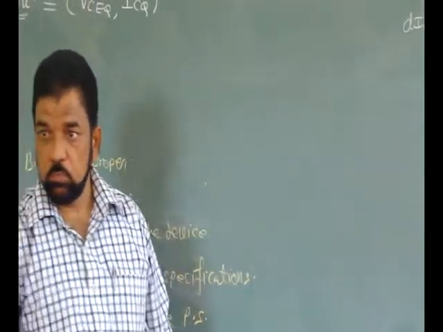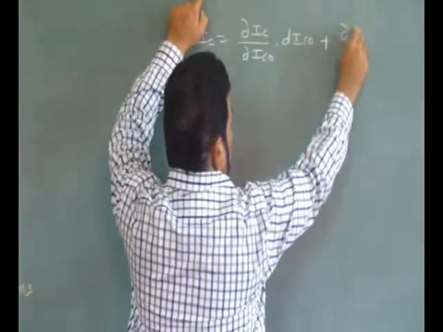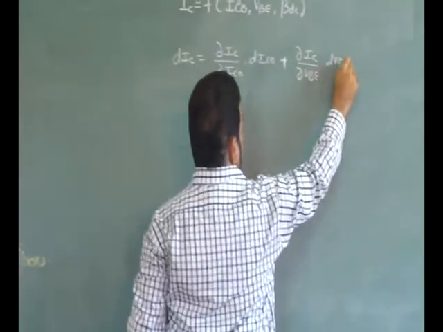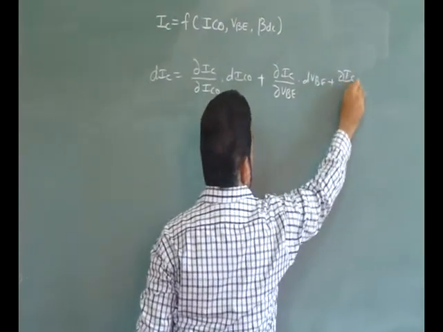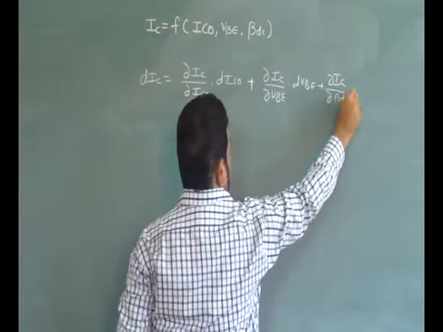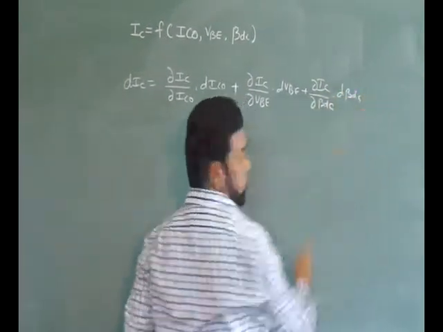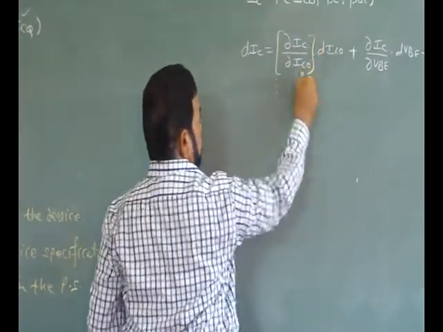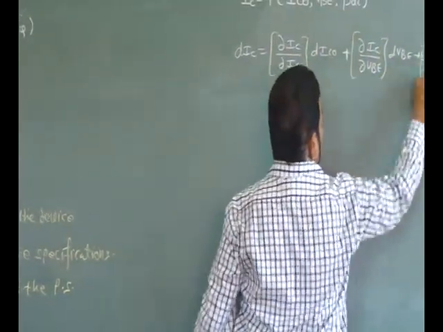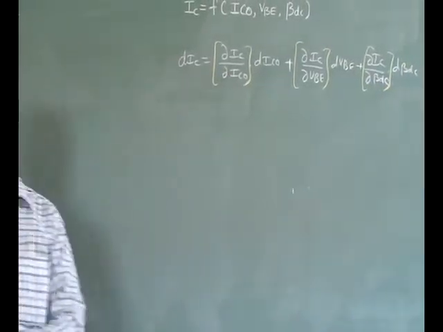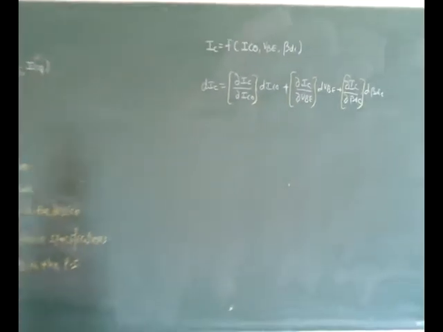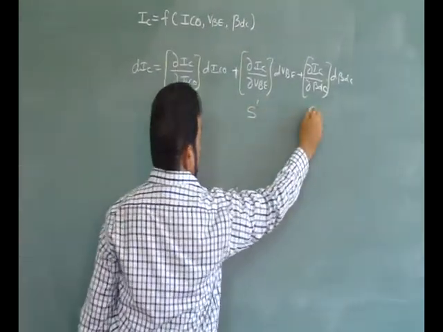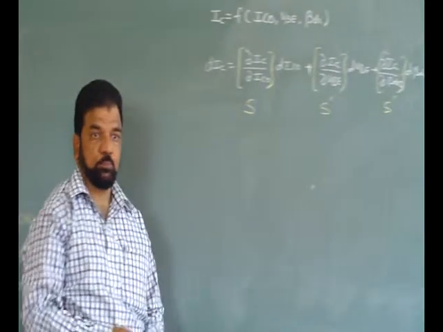So what is the next term? Change in IC because of change in VB, and the change in IC because of beta DC. So this is the mathematical equation that we have to do. What are these terms in the brackets? These will give you the stability factors. So here one can call it S, here S dash, here S dash.